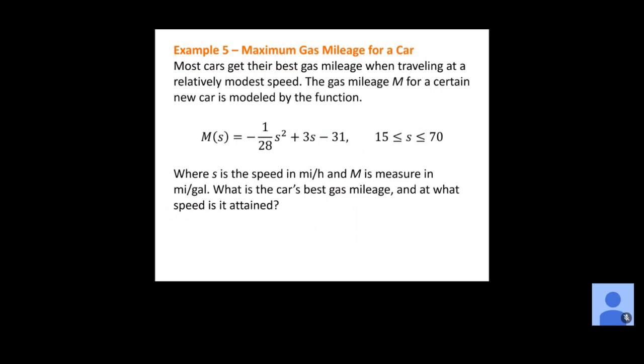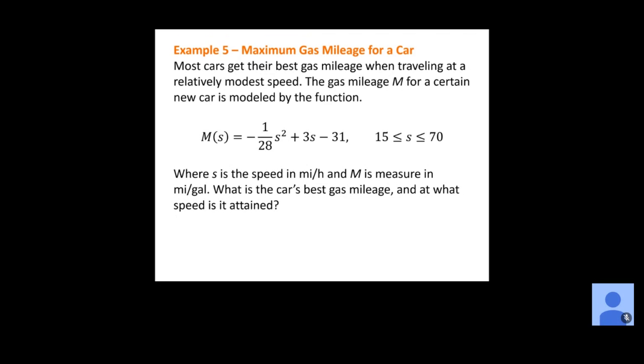All right, example 5. Most cars get their best gas mileage when traveling at a relatively modest speed. The gas mileage M for a certain car is modeled by the function M of S equals -1 over 28 S squared plus 3S minus 31. Notice here it tells us that our S values have to be between 15 and 70. Those are representing our speeds in miles per hour. And then the M value is a measure of the miles per gallon, the actual gas mileage.